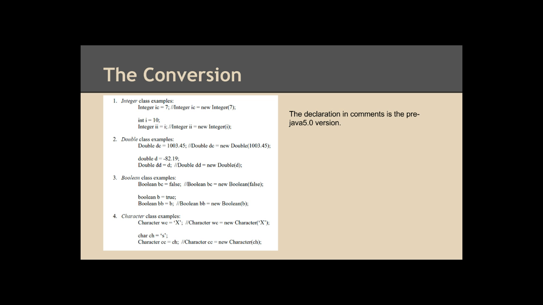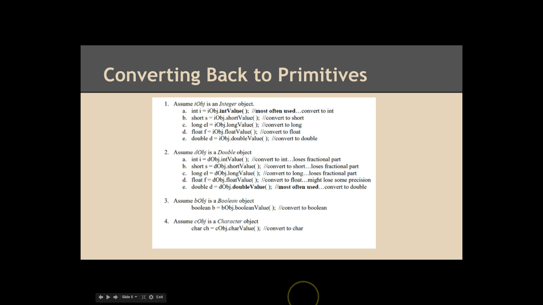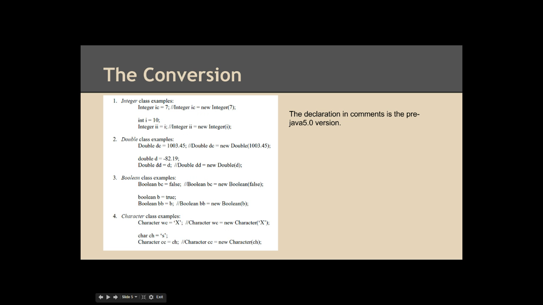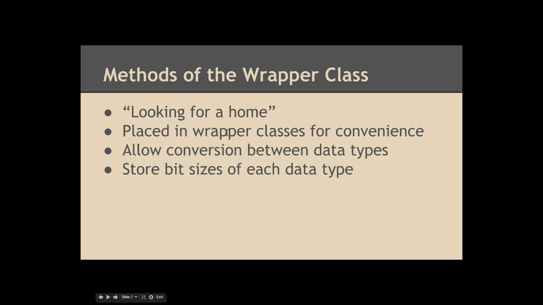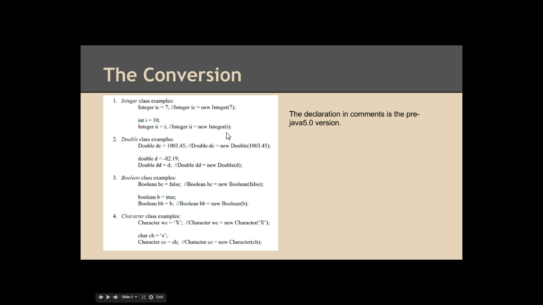And what I didn't actually mention, what you can also do is, for example, what they did here for Integer IC equals 7. You can either do a variable or actually just the number if it's a double or an integer, like they have 7 here or 1003.45.